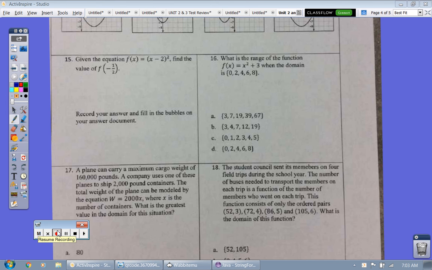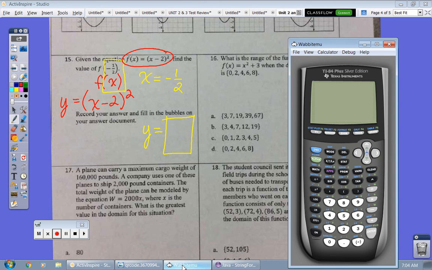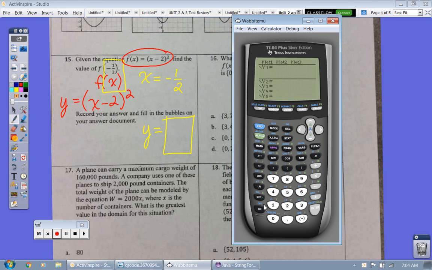15, they give us an equation and they give us another functional notation. They want to know what is f of -1/2. So if you remember our strategy, we're going to write this down right here. And the reason why we do that is because now they're telling us if x is -1/2, what is the y part that goes with it? Well, they give us an equation right here. We can write that as y equals, parentheses, x minus 2 squared. We're going to type that into the calculator here. Let's do that. So we have parentheses, x minus 2, close parentheses, squared.